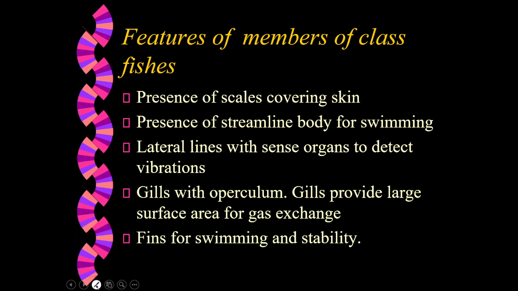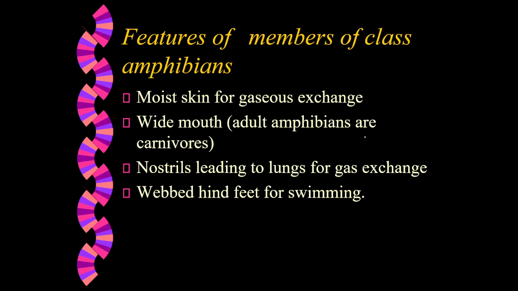So the important points that you have to remember are that they have scales covering their body, they have a streamlined body, they have gills which provide a large surface area, and they have fins for swimming and stability. Next, we move on to the class of amphibians.